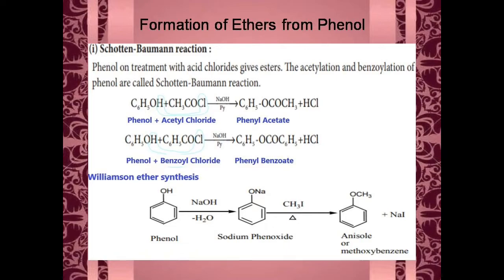Afterward, the sodium phenoxide is reacted with methyl iodide. Here, from the methyl iodide, the iodine alone attaches with the sodium of sodium phenoxide, so that we get sodium iodide. That sodium's place is occupied by methyl. This product name is anisole, or another name is methoxybenzene.